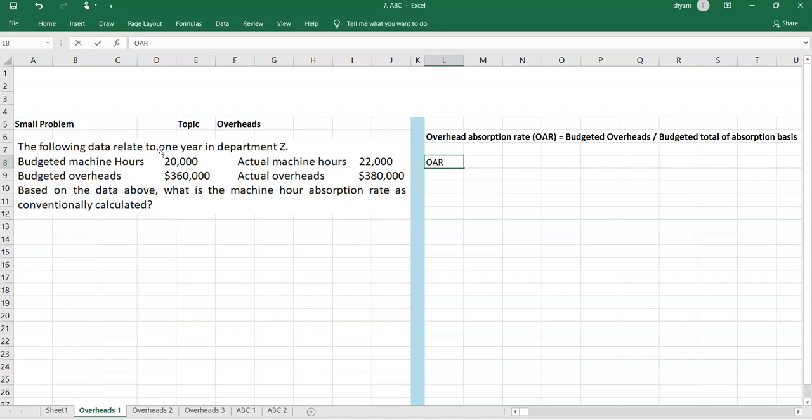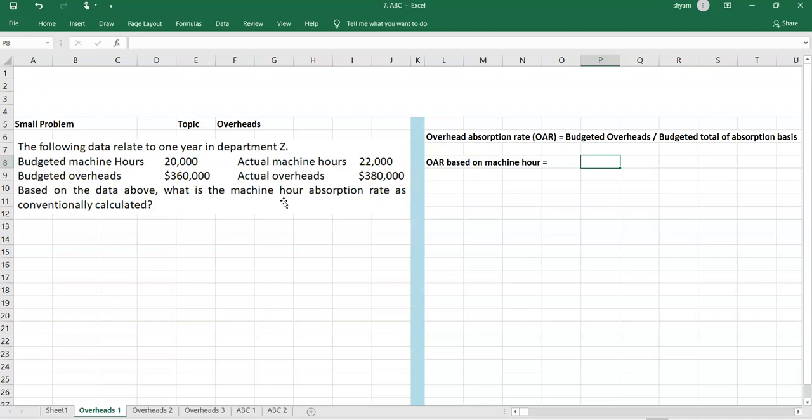The following data relate to 1 year in department Z. Budgeted machine hour is 20,000 and actual machine hour is 22,000. Budgeted overhead is 3,60,000. Actual overhead is 3,80,000. Based on the data above, what is the machine hour absorption rate as conventionally calculated? So it is OAR based on machine hour.